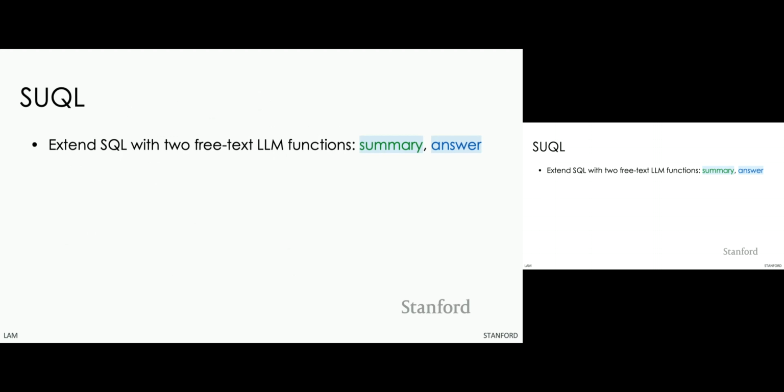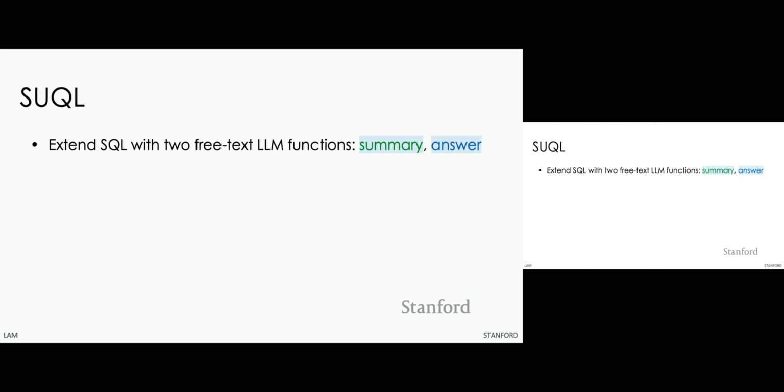So what do we do? We came up with this really interesting and simple idea. We say, look, we have SQL already. We're not going to abandon the wonderful expressiveness of query languages when it comes to databases. So we retain that. But for the free text, what do we usually do? We usually get a summary or we ask for an answer. So these are the two primitives.